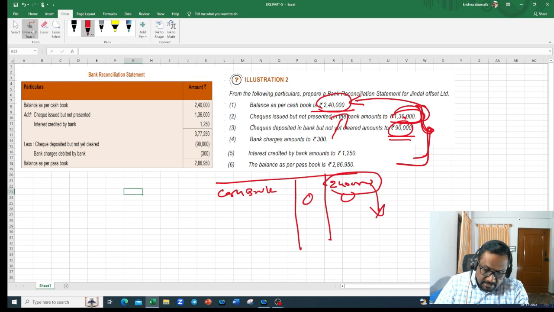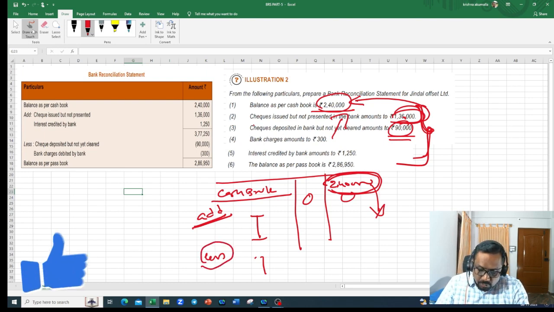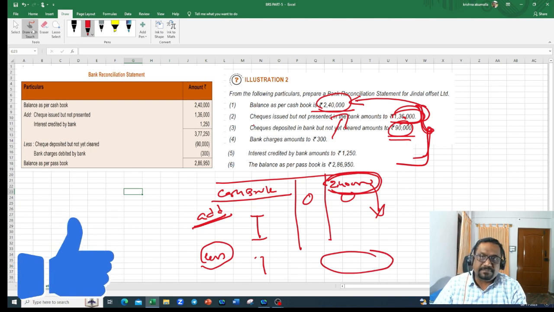So that is the reason we will say add and less. And what are the balances we are adding? The impact is adding to the cash balance. The impact is reducing the cash balance. That is what we need to prepare. So we need to take one balance, cash book balance or passbook balance, and some of the differences might be adding the impact to this, or some of the differences might be reducing the impact to this balance. So because of which you get to know what the passbook balance is.